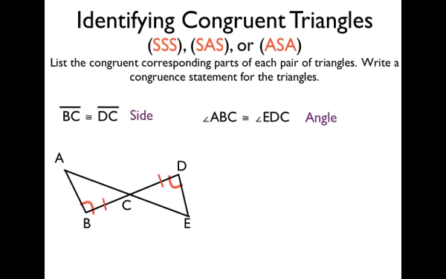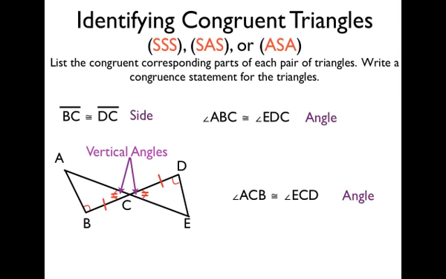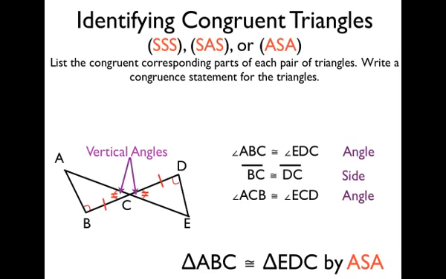Now the tricky part. Where's the unknown? If you remember back to the previous lesson, these 2 angles are vertical angles. What do we know about vertical or opposite angles? That they're equal. Therefore, angle ACB is congruent to angle ECD. So now I have a side, an angle, and a side. So I can put that in the middle, and I get angle, side, angle. Therefore, triangle ABC is congruent to triangle EDC by angle, side, angle.